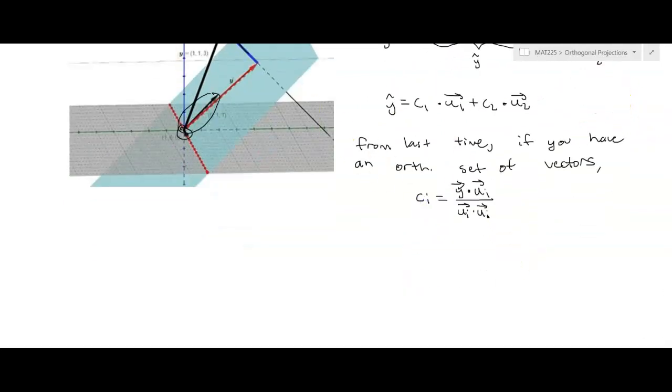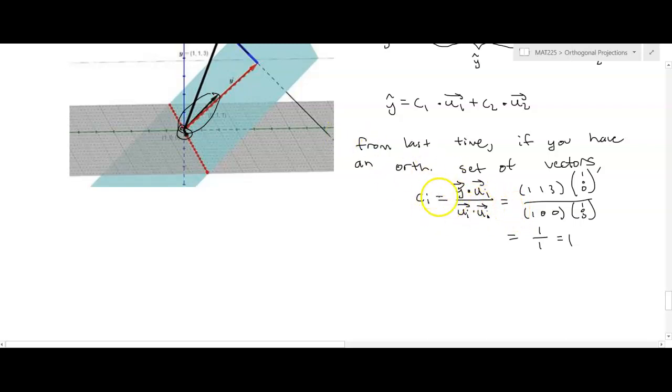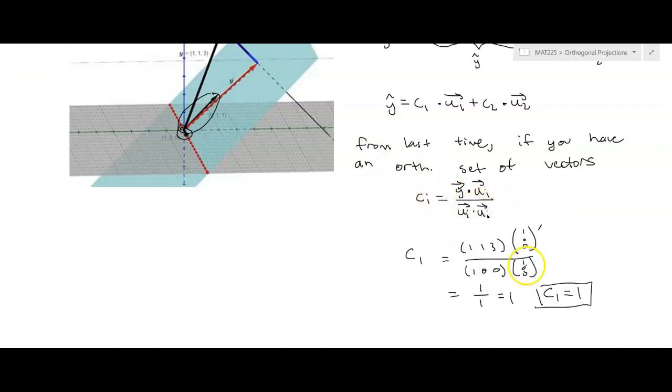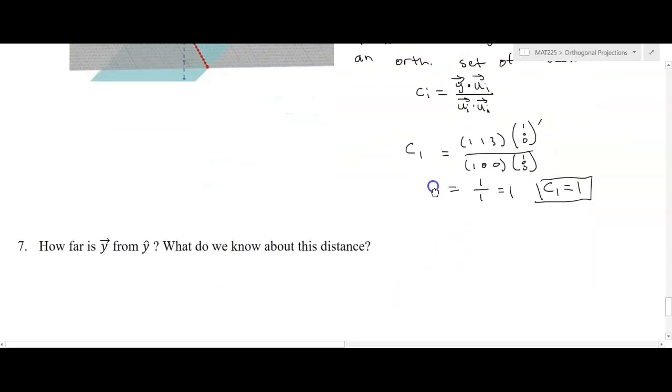So to calculate this, we just need to plug in the parts. So we know that the y vector is 1, 1, 3. We know that u1 is 1, 0, 0. And then this is 1, 0, 0 dotted with 1, 0, 0, which will give me a coefficient of actually 1 over 1. And so c1 is equal to 1. So this should be for c1, excuse me. Now, to get c2, we're going to do the same thing, but we're going to do y dotted with u2 over u2 dotted with u2.